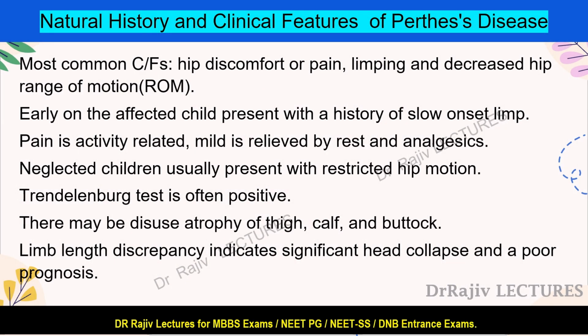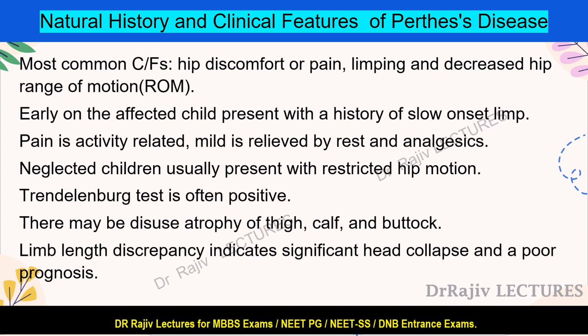The most common signs of Perthes disease are mild discomfort in the hip joint, limping while walking, and decreased hip range of motion. Most commonly, the affected child presents with a history of slow onset limp. Most patients are active and asymptomatic even if their femoral head is deformed. Pain when present is usually activity related. It is usually mild and relieved by rest and analgesics.